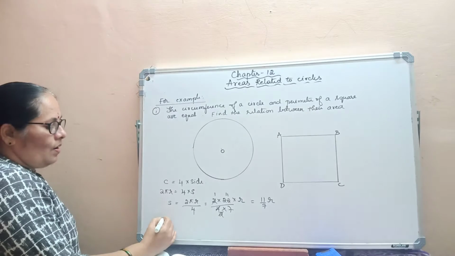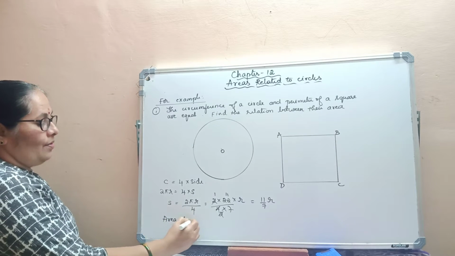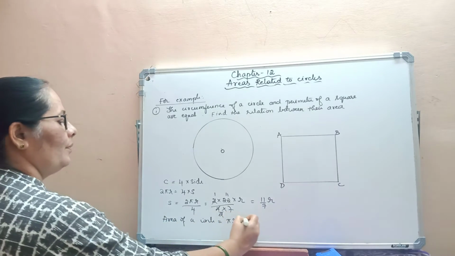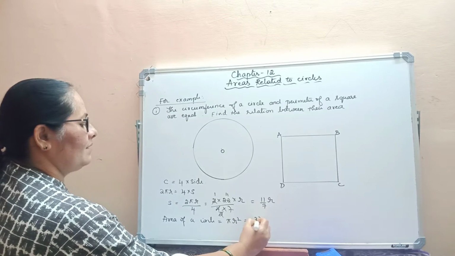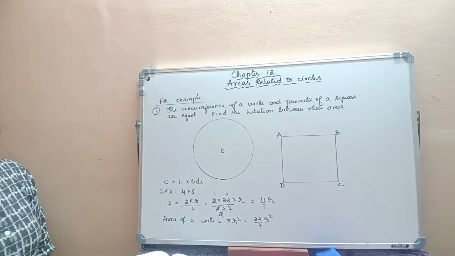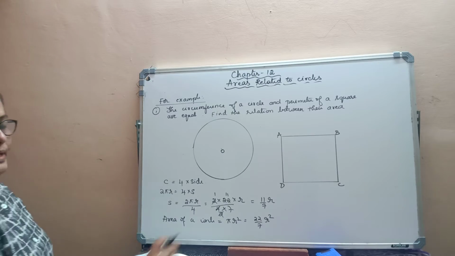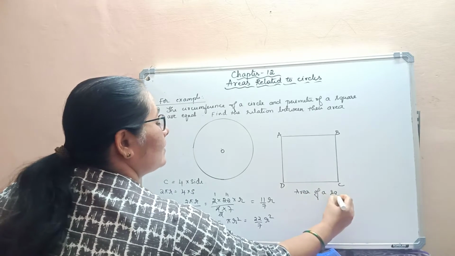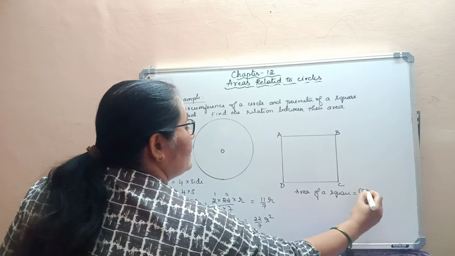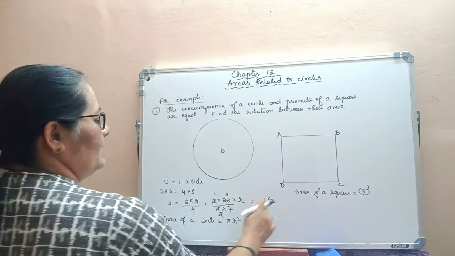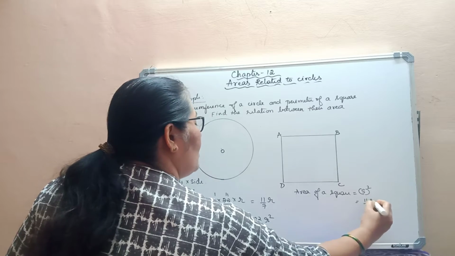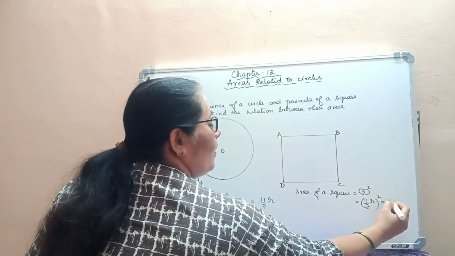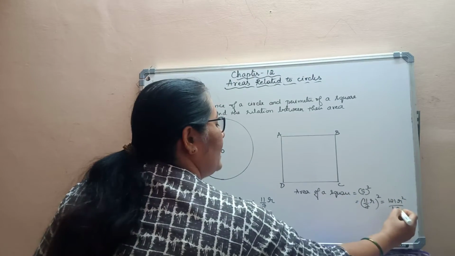Now find area of a circle. So area of a circle is pi r square. So pi is 22 by 7 into r square. This is the area of a circle. Now find area of a square. So area of a square is side into side, that is side square. So side is what here? 11 by 7 r whole square. 11 by 7 whole square, r whole square is 121 r square by 49.